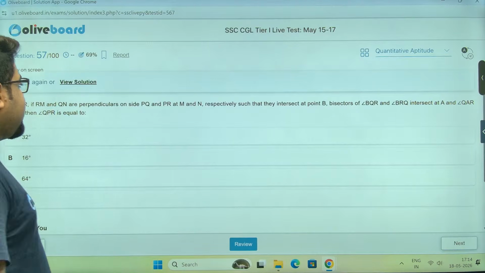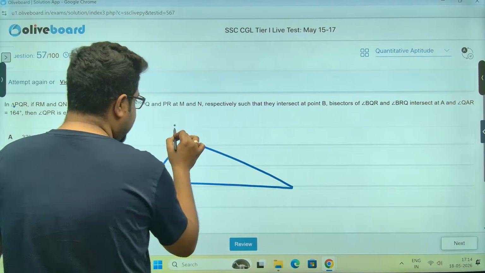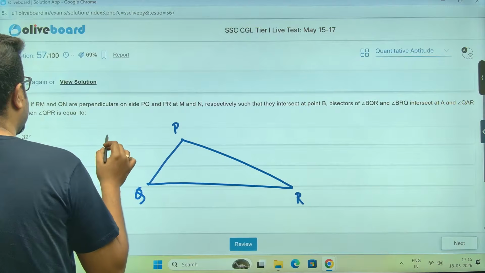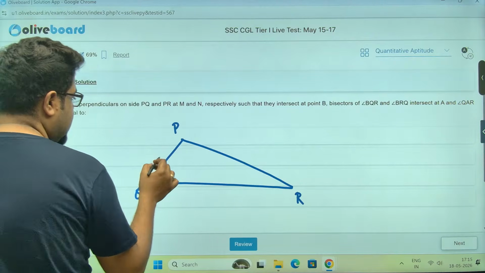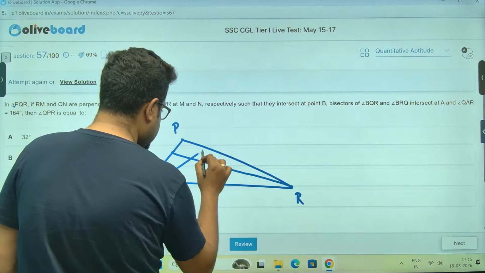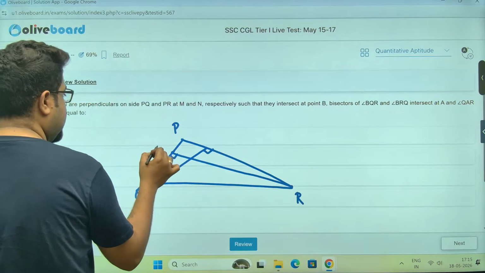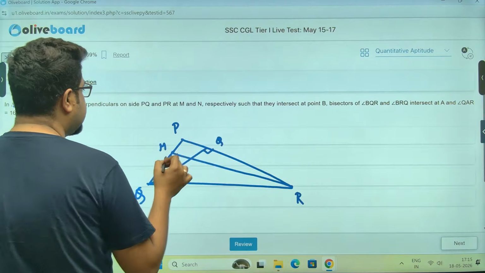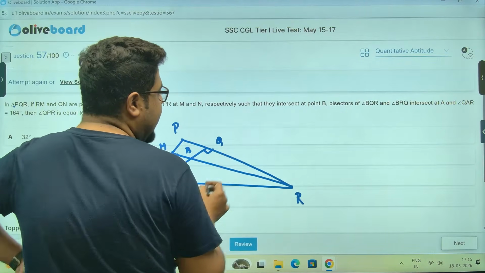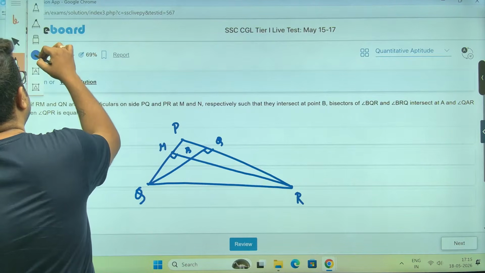PQR, RM and QN perpendicular to this. Okay, sir. Triangle PQR. RN and QN. RMQ. Acha. These two are perpendiculars, RM and QN. This intersect at point B. Bisectors of angles BQR. Okay. Got it, sir.